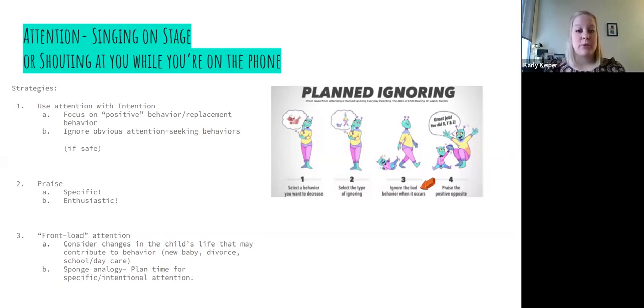That might be when we use our front loading of attention. Again, using that attention with intention, planning time to sit with your child, to listen to them, to talk to them, to read to them, to give them the attention that they're desiring. They'll then know, they'll feel heard, they'll feel like they've had the time that they need with you.